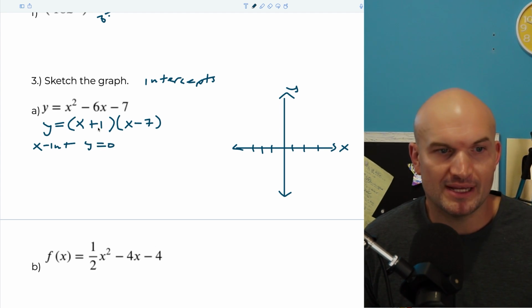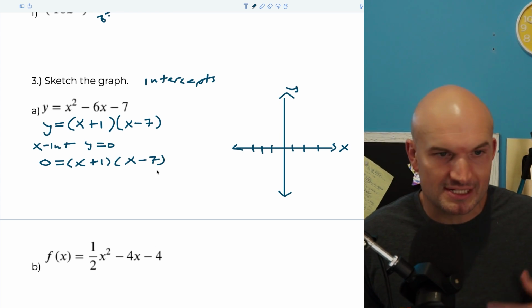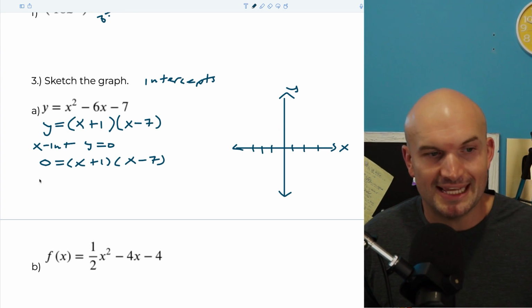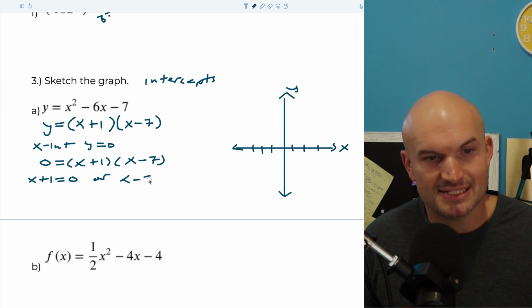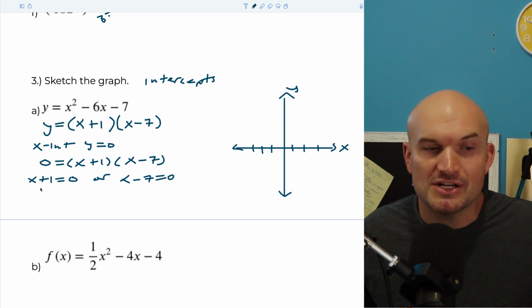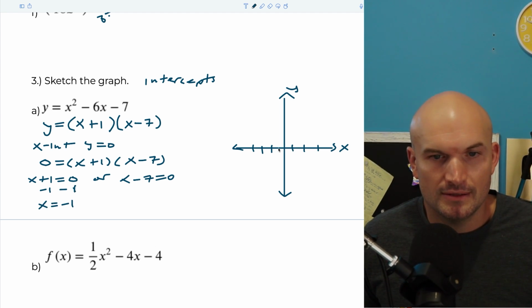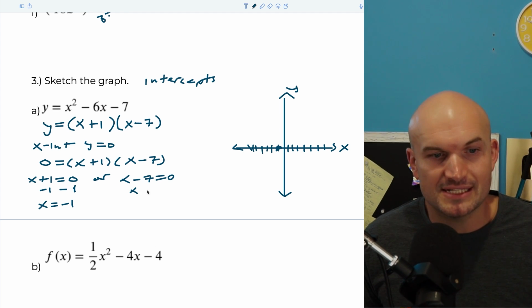When I put 0 equal to y, I now have a product equal to 0. The reason this is so important is the zero product property, which says if this times this is equal to 0, then either x plus 1 equals 0 or x minus 7 equals 0. Now I just have a linear equation that I can solve. I can subtract 1 on both sides, so x equals negative 1, or x is equal to a positive 7. Let's add some extra ones because it's going to be kind of big. So 1, 2, 3, 4, 5, 6, 7.